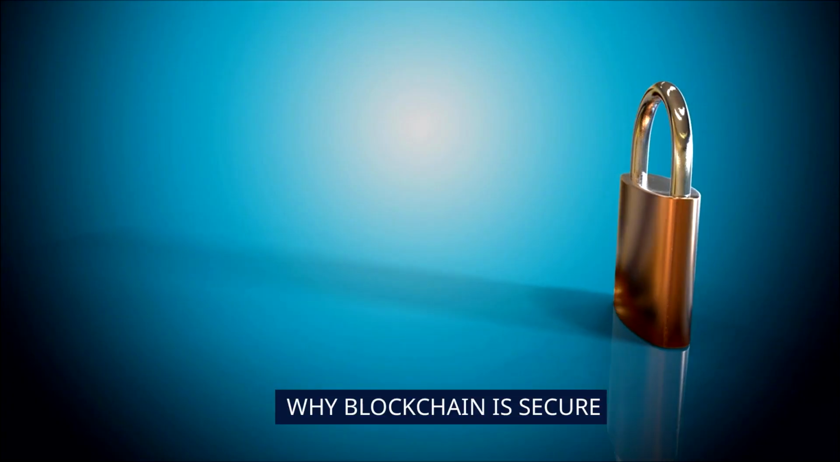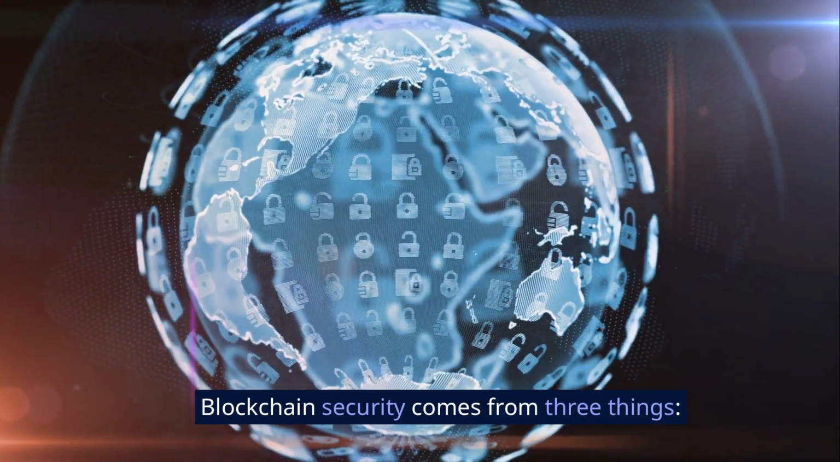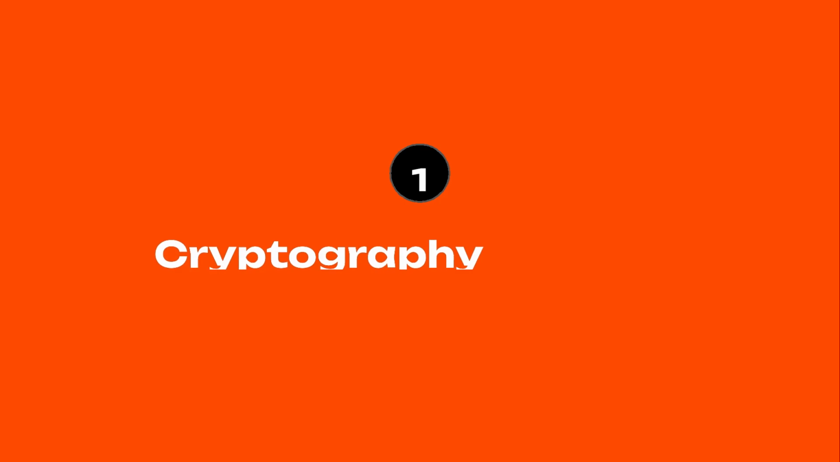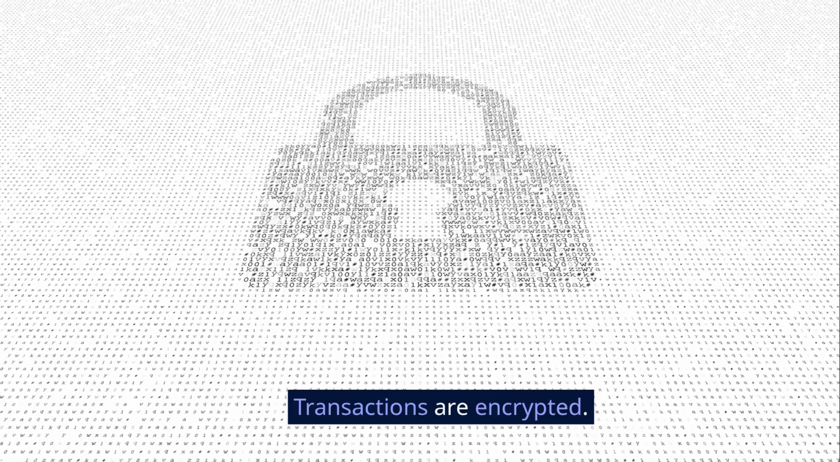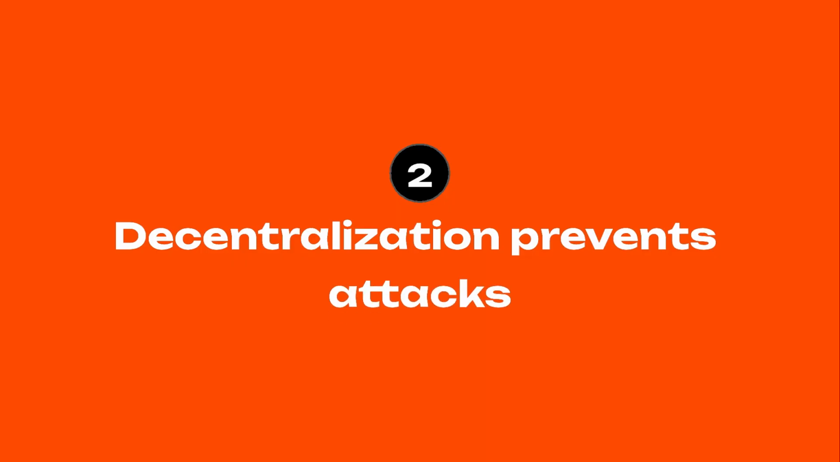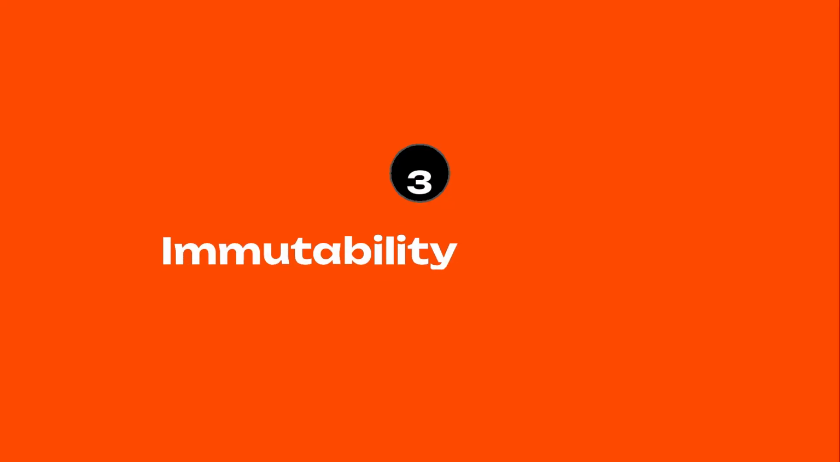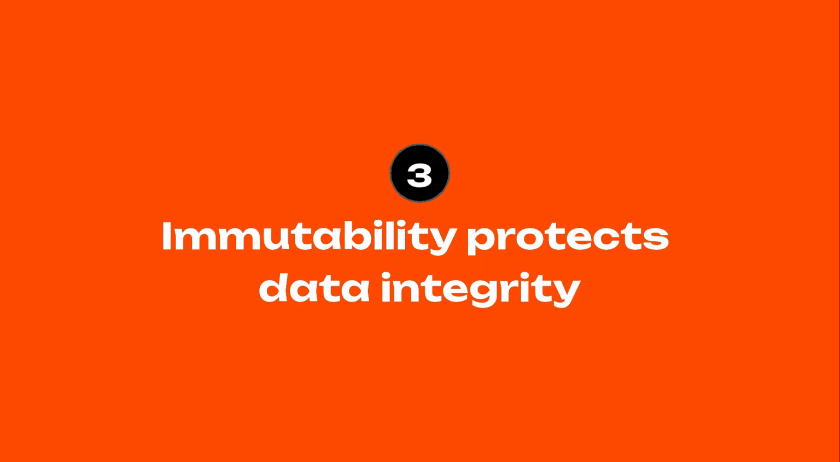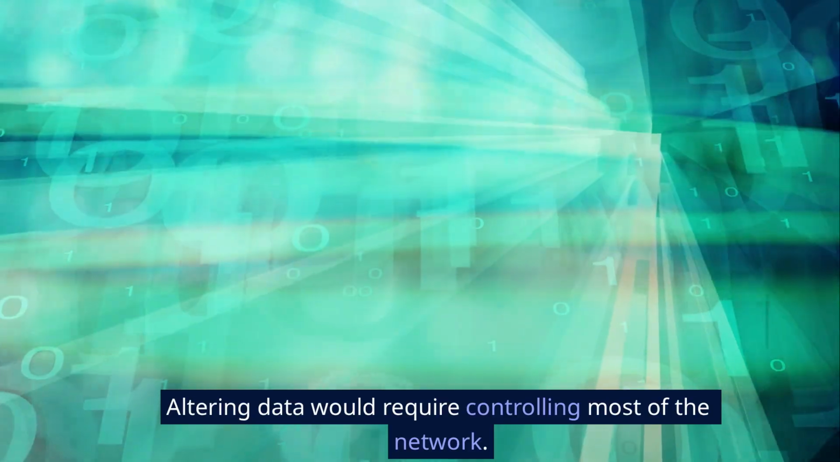Why blockchain is secure? Blockchain security comes from three things. First, cryptography. Transactions are encrypted. Second, decentralization. No single point of attack. Third, immutability. Altering data would require controlling most of the network. That's nearly impossible.